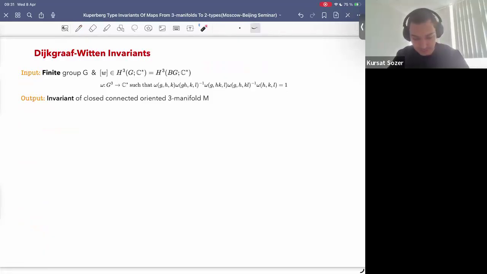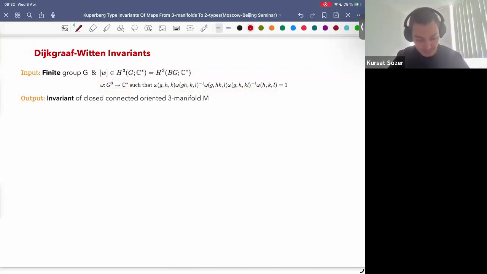What is the input to construct a Dijkgraaf-Witten invariant? The input is a finite group and a 3-cocycle, which is given as a set map from G×G×G to C*, and it needs to satisfy this equation, which is the cohomology class condition. The output is an invariant of closed connected oriented three-manifolds.